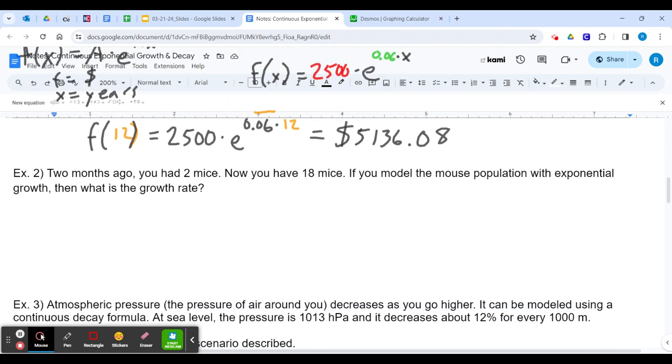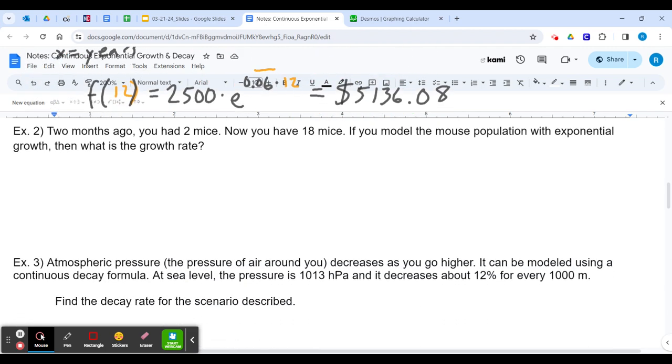So we're going to start asking some other questions with this too, to kind of see how we use this and model with this continuous growth formula. So in example 2, months ago, you had 2 mice. Now you have 18 mice. If you model the mouse population with exponential growth, then what is the growth rate? So notice how in this question, we're asking a different thing. We're finding that growth rate there. So I'm going to underline this here and know that, hey, down in the end, my answer is going to be k. We're trying to find out what k equals.